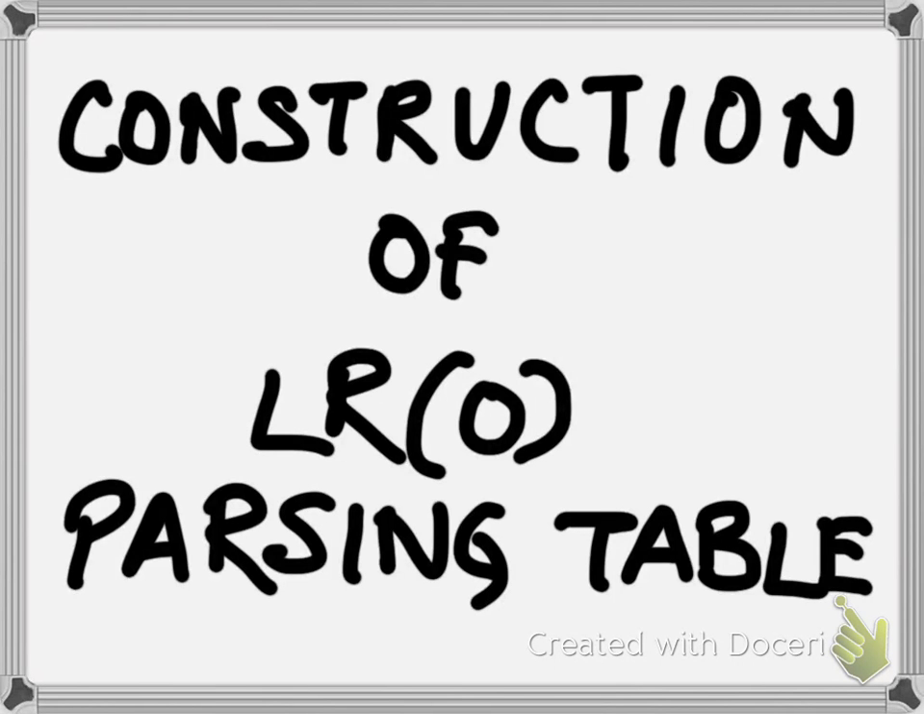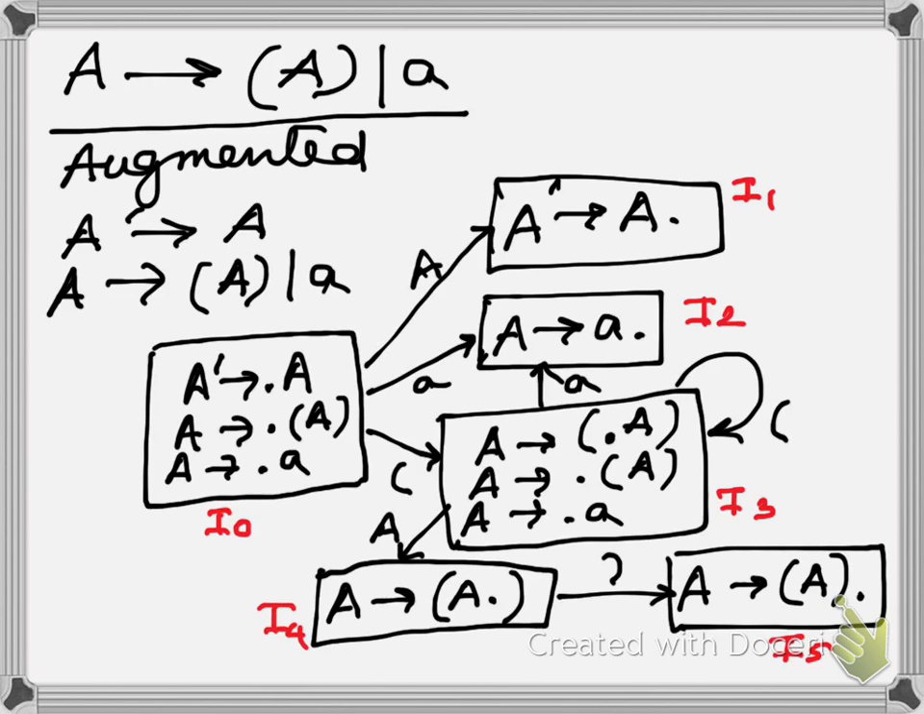Hello everybody. In this video we are going to talk about the construction of the LR0 parsing table. As mentioned earlier, LR0 is a table based parser, so we need to construct the table. To do this, we have already gone through this part. That is, we have to first augment the grammar by adding a new start symbol. Here we are calling it A dash. Then we have to construct the LR0 set of items, the closure and the goto, and we get this DFA.